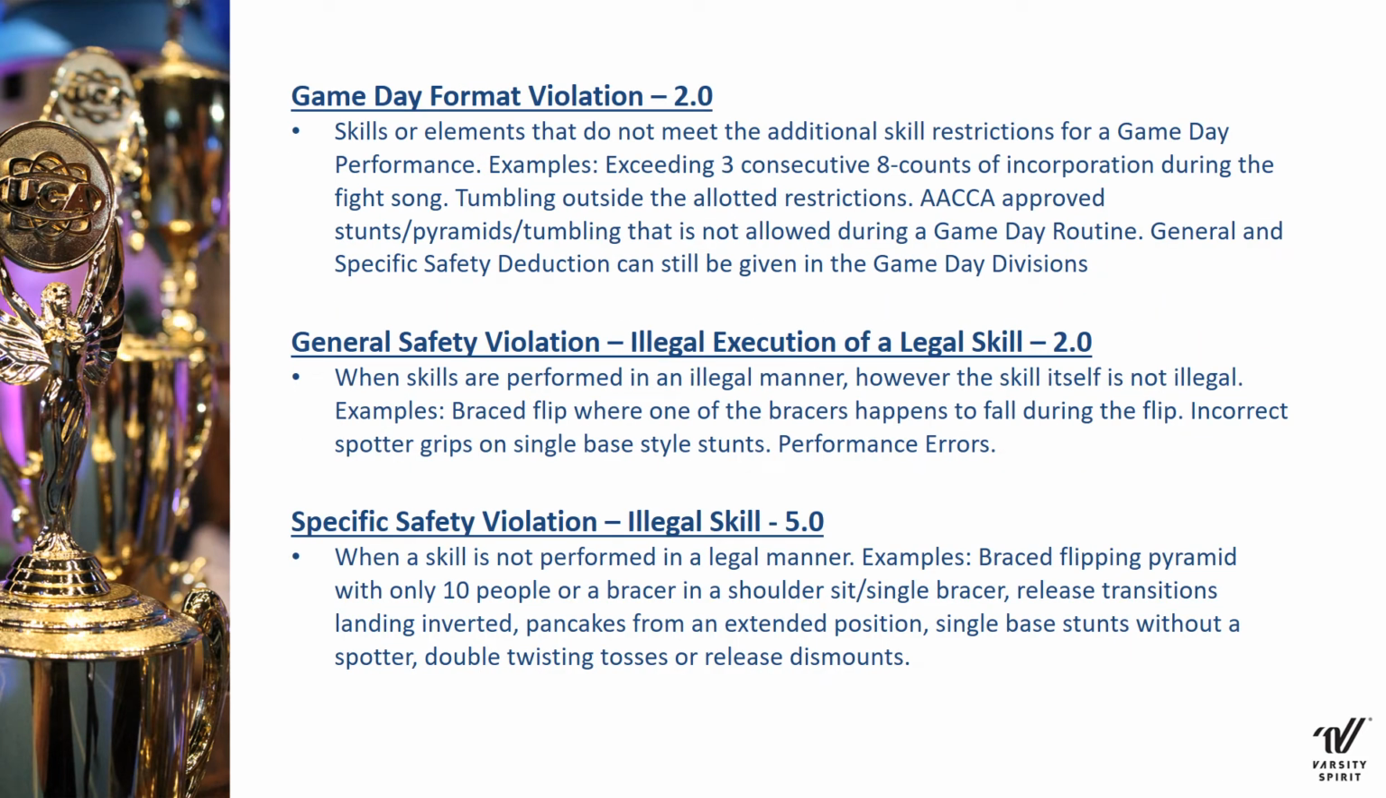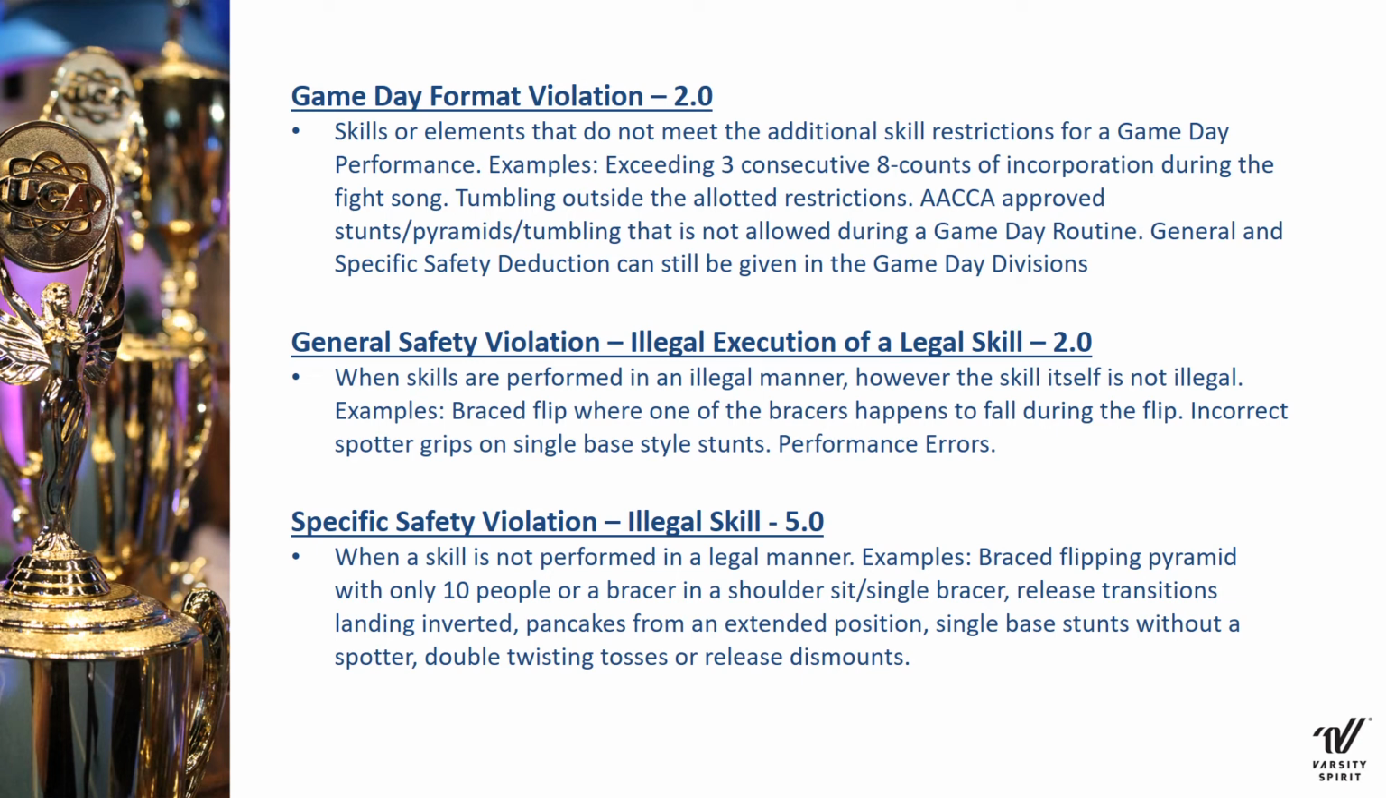There are 3 types of skill, format, and safety deductions. The first one is our game day format violation worth 2 points. This is when skills or elements that do not meet the additional skill restrictions for a game day performance are performed. Examples would include exceeding 3 8 counts of consecutive in-court for the fight song, tumbling outside the allotted restrictions, or doing ACA-approved stunts but are not allowed during a game day routine.